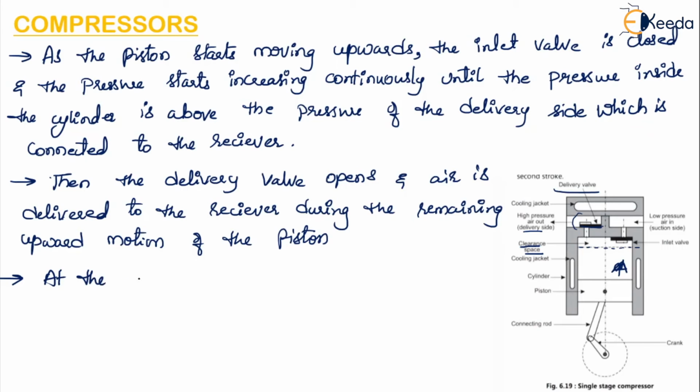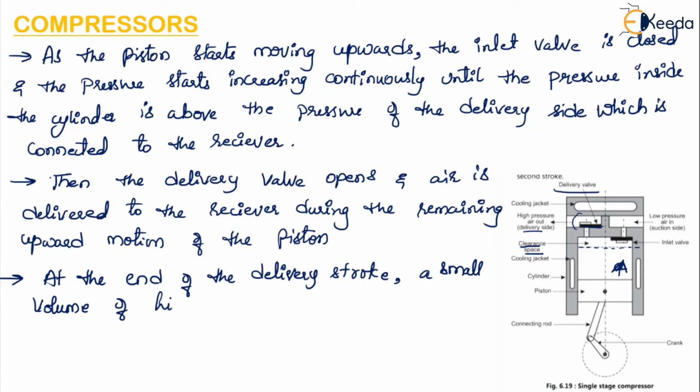So at the end of the delivery stroke, a small volume of high pressure air is left in the clearance space.